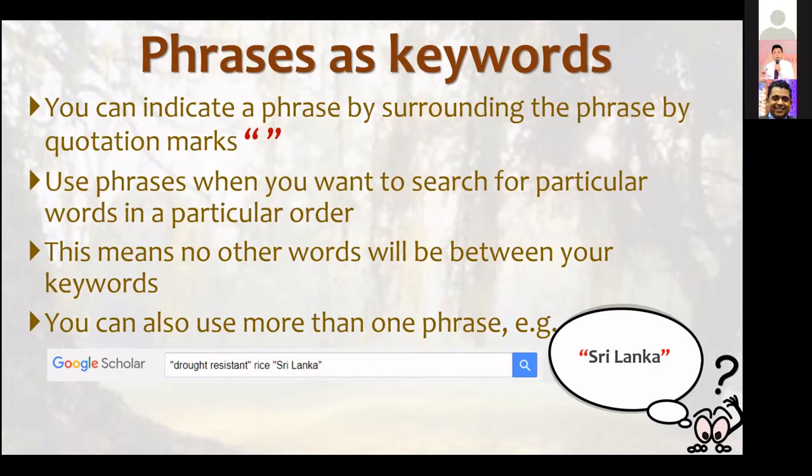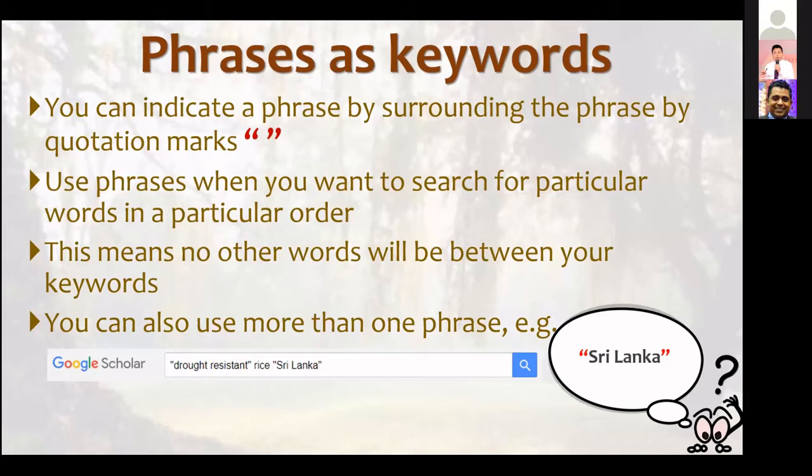So if you look at drought resistant, if you have this without quotes, it will be like drought resistant rice Sri Lanka. You will see results that are given for, for example, drought tolerance, because Google will search for synonyms and give results which are closer to the meaning. But if you say drought resistant in quotes, it has to contain that phrase exactly.